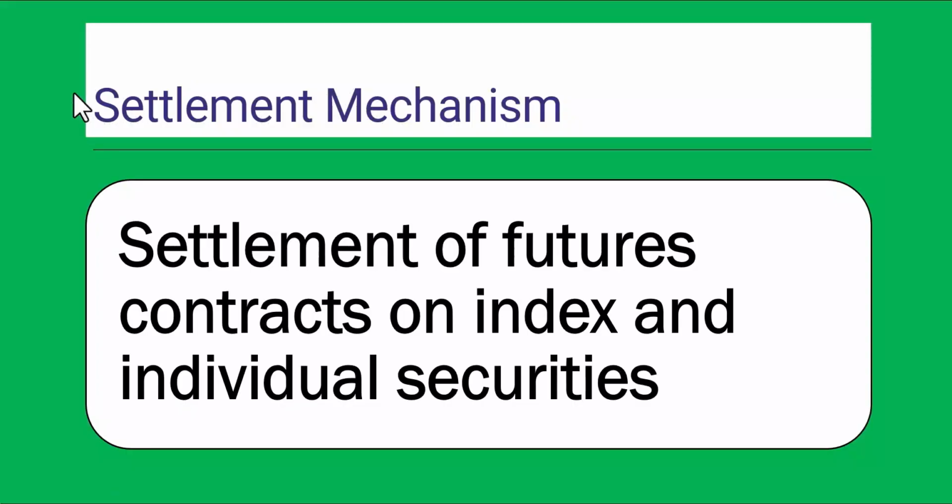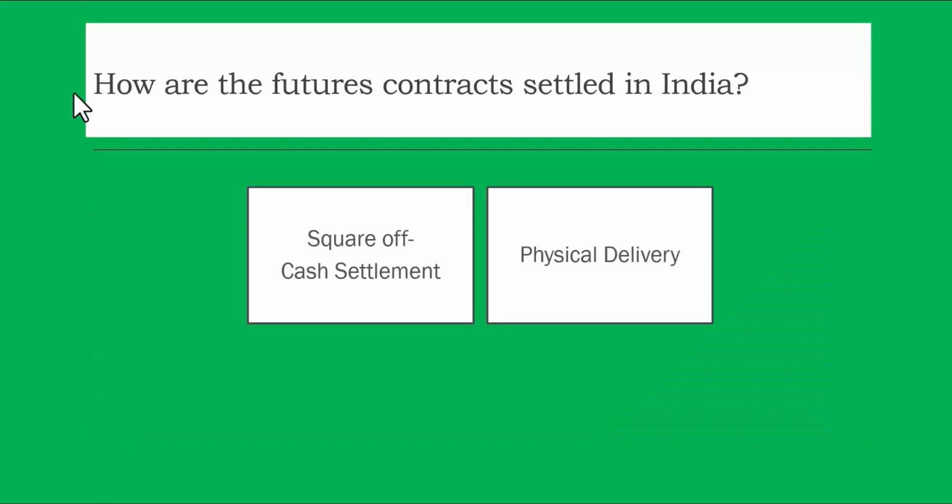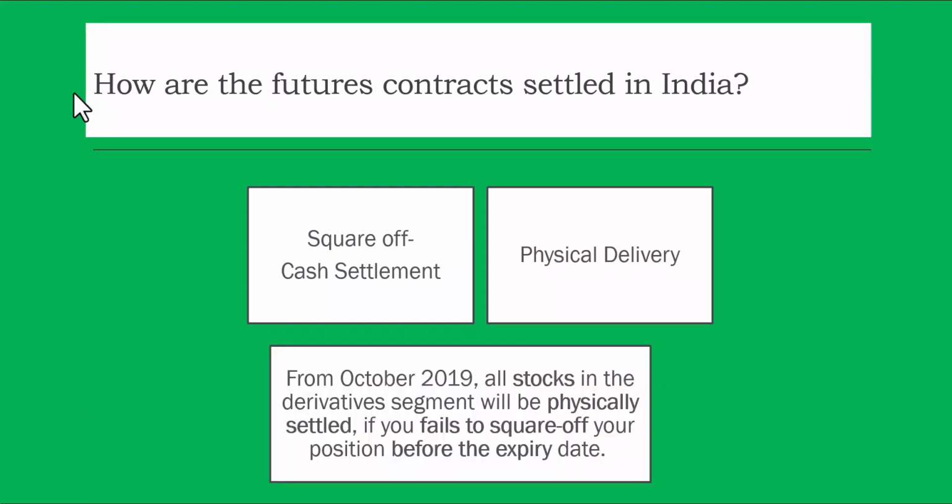Okay, the settlement mechanism once more. Let's take a revision. So how are the futures contracts settled in India? Square off, that means the cash settlement. Okay, and physical delivery at the expiry. So from October 2019, all the stocks in the derivative segment will be physically settled if you fail to square off your position before the expiry date. So either you can do a square off well before the expiry, but if you reach the expiry and you have a position in the stock, then you have to do a physical delivery. Otherwise, a cash settlement. So I'm just going to explain.